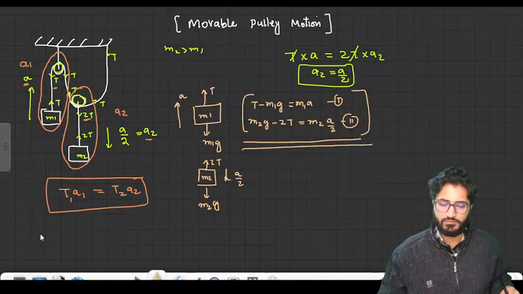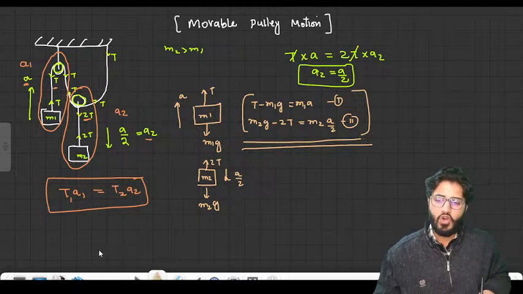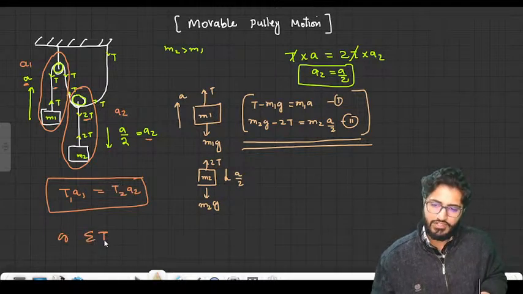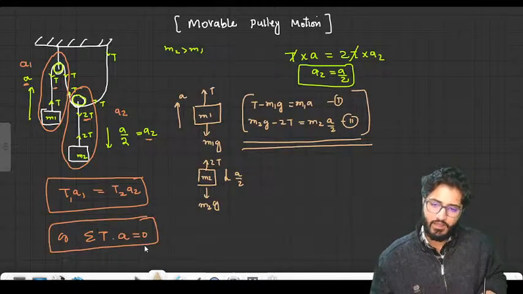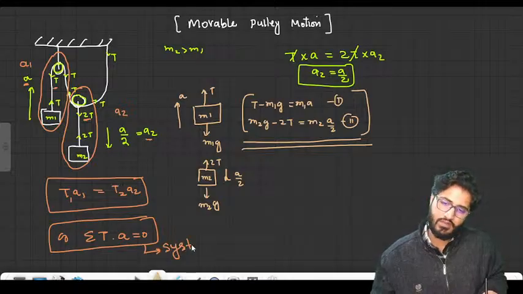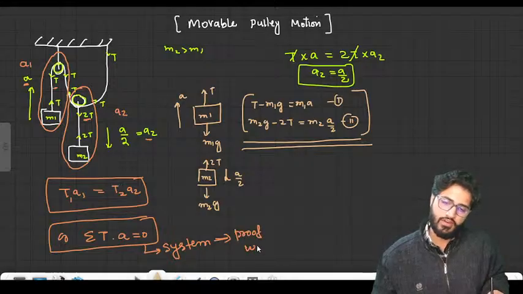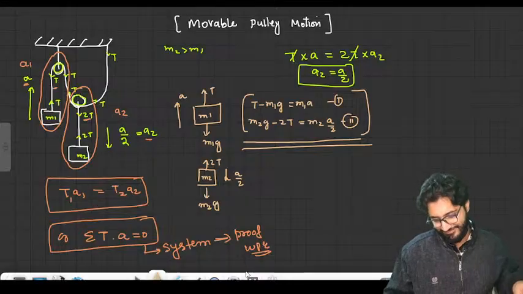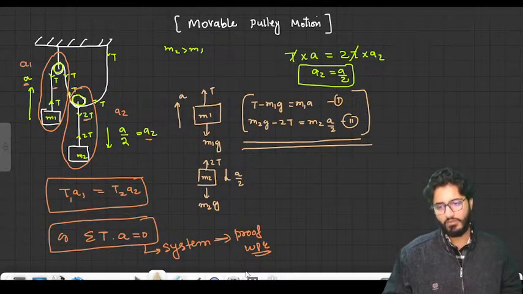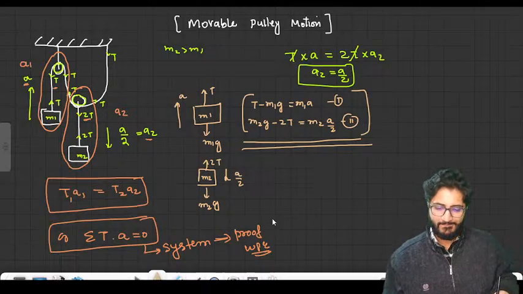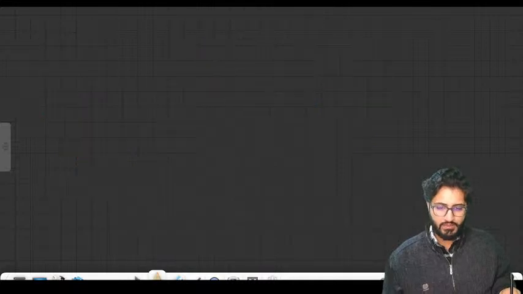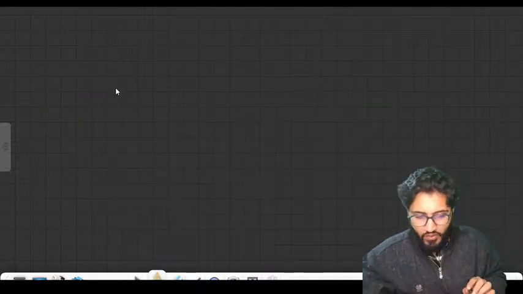Okay? Tension A1, tension A2. Or you can do one thing: summation of tension times acceleration equals 0 for a system. You will get its proof in work, power, energy. Okay? Let us do one more numerical, one more numerical based on only that thing, right?